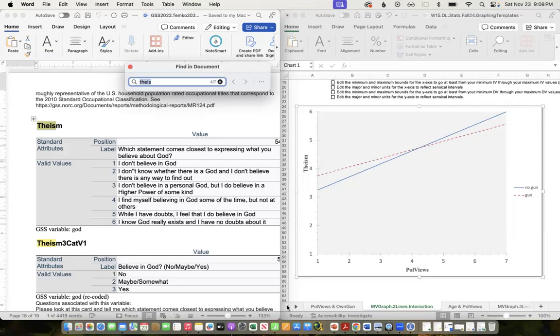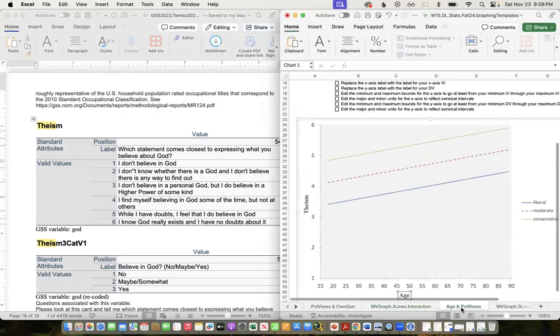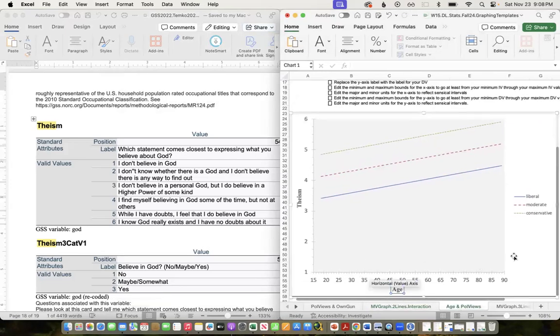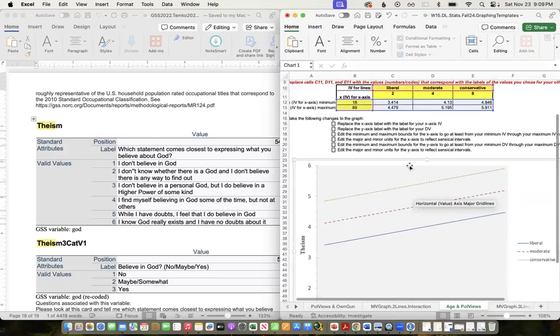Okay, let's look at another one. So here's age and political views. This is one where you could choose which one you want to do on the x-axis and which you want to do for lines, right? Because here I did liberal, moderate, and conservative, although you could do extremely liberal and extremely conservative and do 2 lines again. You could do extremely liberal, moderate, extremely conservative. Or you could put 1 through 7 here for poll views, and you could do age like 20, 50, and 70 years old, or whatever you want to choose. So you can choose what you want to do.